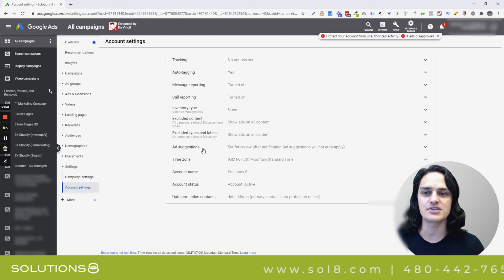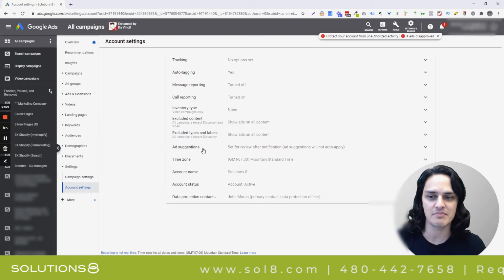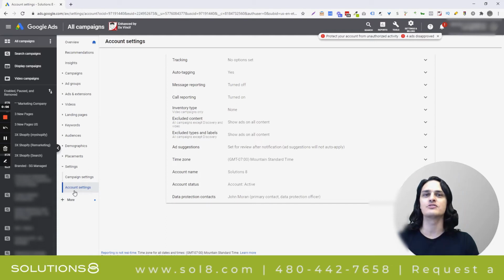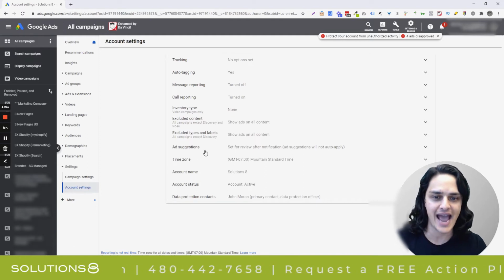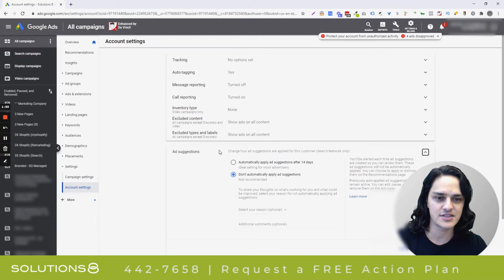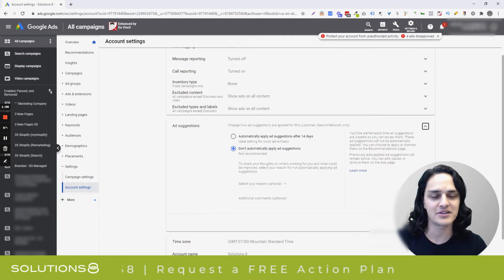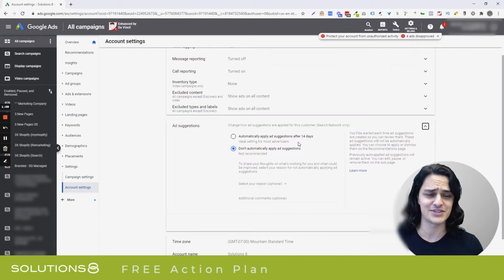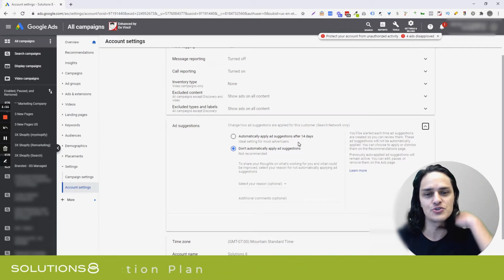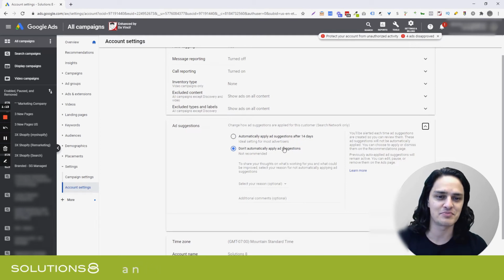Now, this is interesting because if I'm in a specific campaign, this is not available to me. So you have to be at the account level. And at the account level, we'll see ad suggestions. And when I select ad suggestions, you'll notice that we've got automatically apply ad suggestions after 14 days. Ideal setting for most advertisers, meaning ideal setting for us, Google. Do not automatically apply ad suggestions. Not recommended. This is my favorite, by the way.